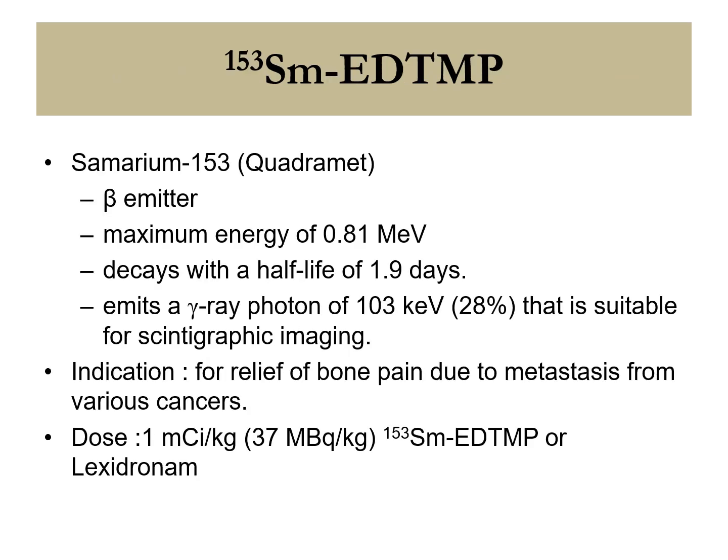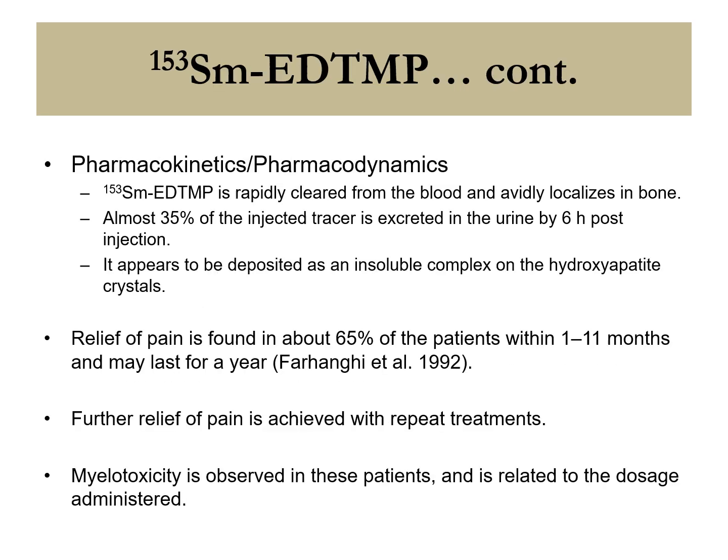Now we are going to move to samarium. Samarium-153 EDTMP is a beta emitter with a maximum energy of 0.81 MeV and decays with a half-life of 1.9 days. It emits a gamma ray photon of 103 keV, so it is also suitable for scintigraphic imaging. The indication is the relief of bone pain due to metastases from various cancers. The dose is about 1 millicurie per kg.